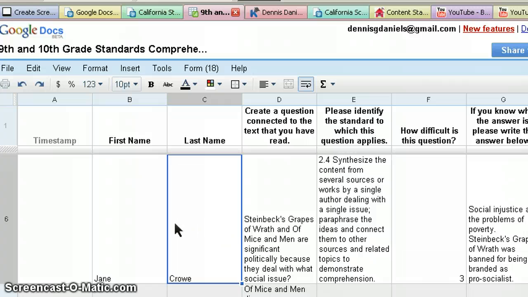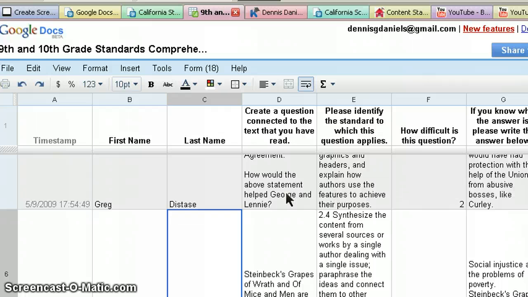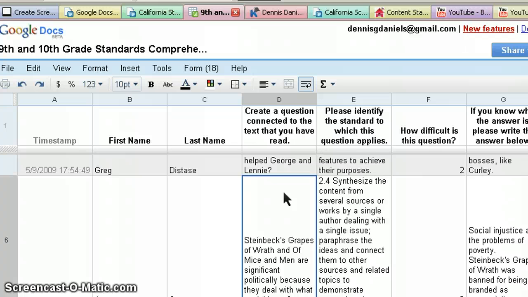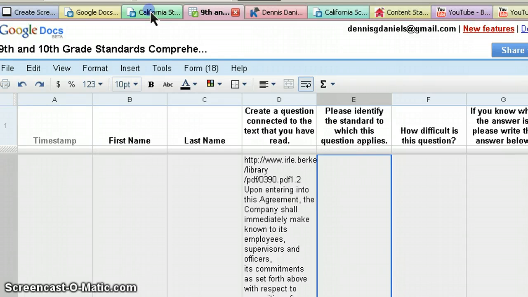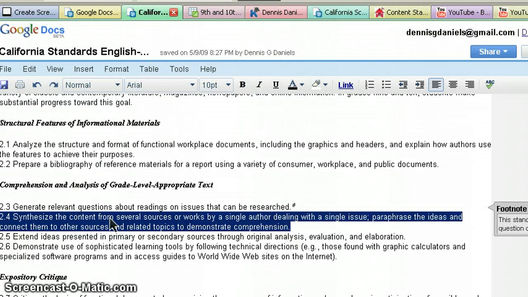The questions are all created by imaginary students, and that would be, again, just focusing on standard 2.3, where the students would learn how to generate relevant questions about readings on issues that can be researched.